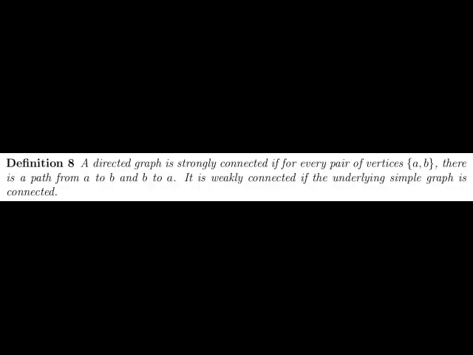The next definition is connectedness in directed graphs. A directed graph is strongly connected if for every pair of vertices there is a path from A to B and B to A. A weakly connected directed graph is one where the underlying simple graph is connected.